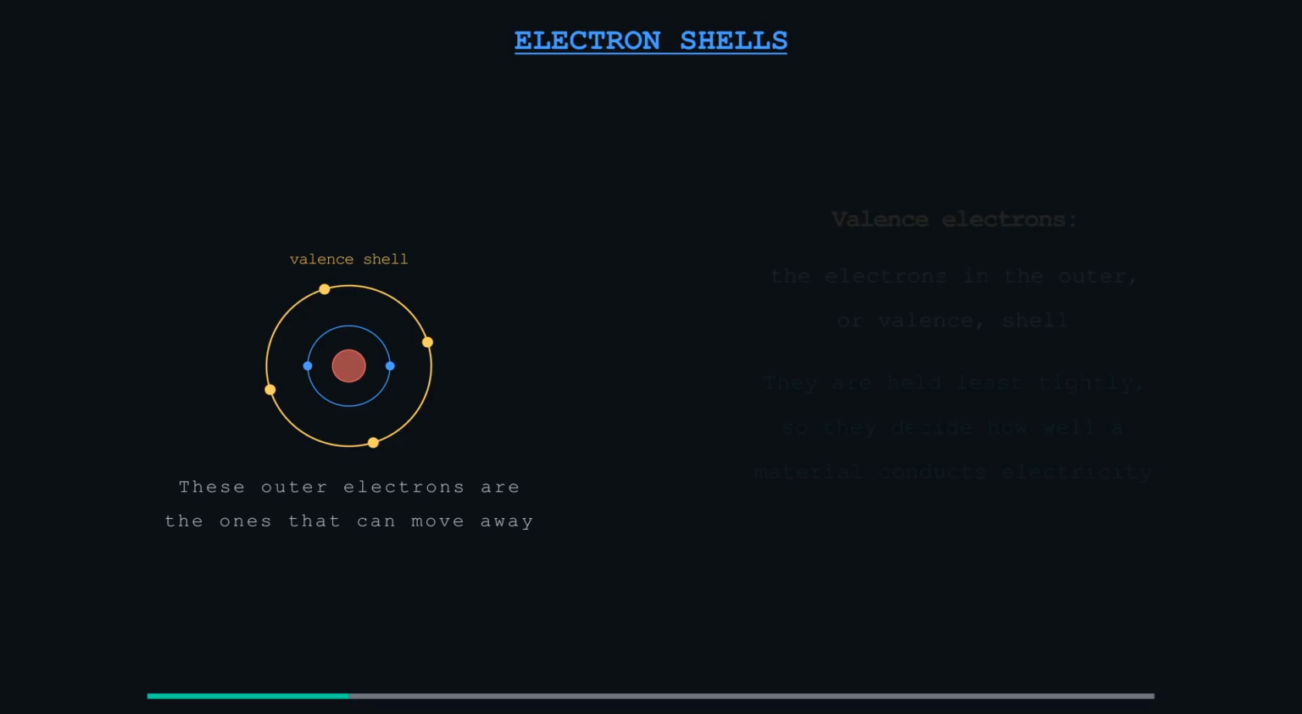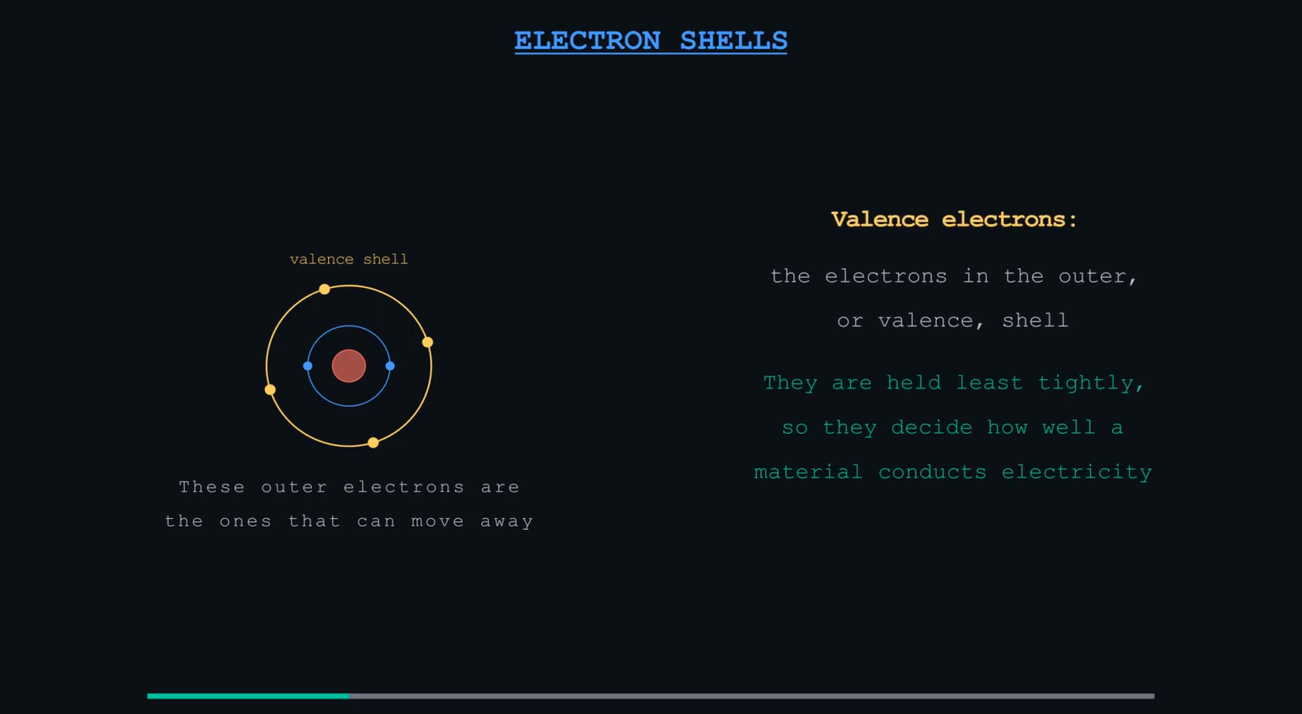Electrons occupy shells at different distances from the nucleus. The outermost shell is called the valence shell, and its electrons are held least tightly of all. Because they can break free most easily, valence electrons are what determine whether a material conducts electricity well, poorly, or not at all.